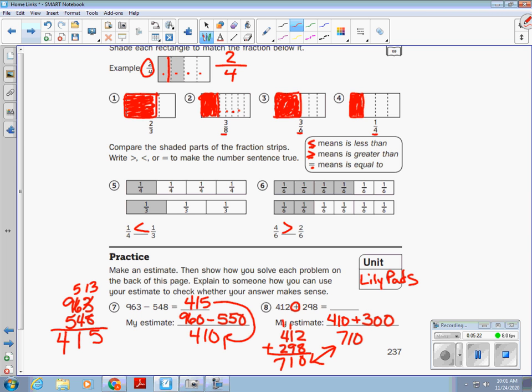All right, good job, boys and girls. So that is home links 4 or 7.4.